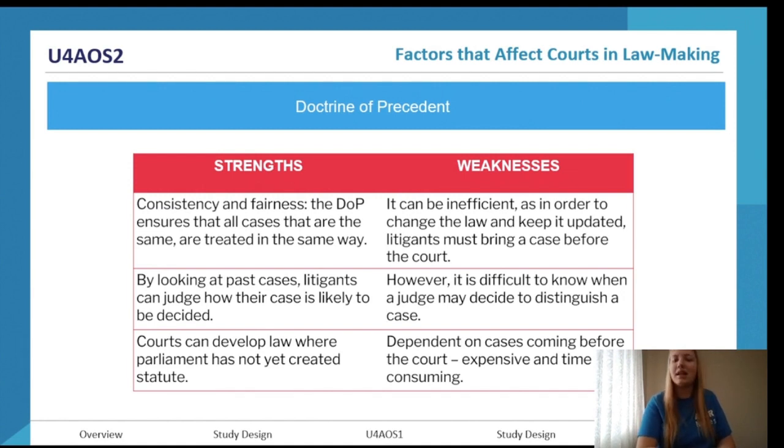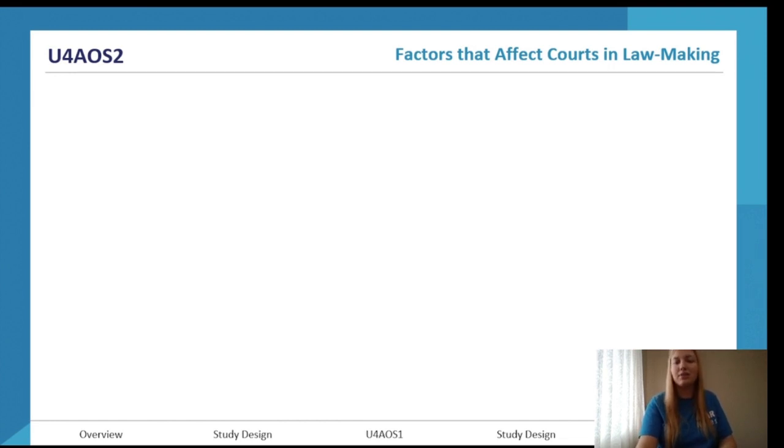And another weakness is that this is dependent on cases coming before the court, which is expensive and time consuming. And that relates to the first point there.